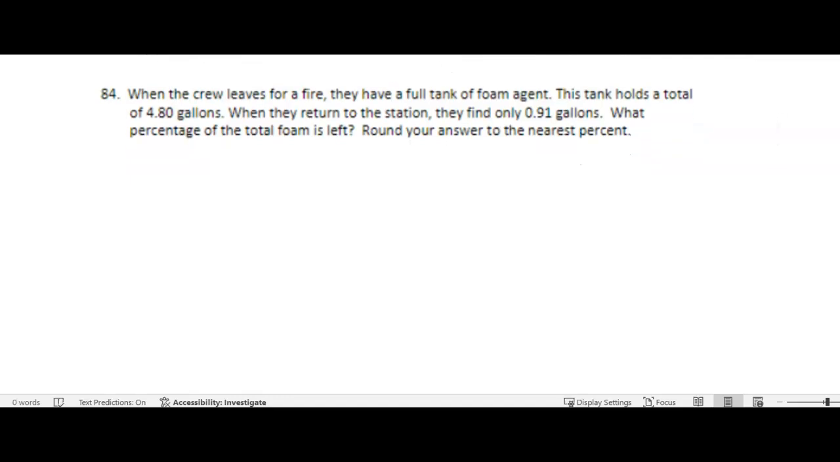Okay, 84. When the crew leaves for a fire, they have a full tank of foam. The tank holds a total of 4.8 gallons. When they return, they only have 0.91 left. What percentage of the total is left? Okay, so this is a percentage problem. This is different than the previous ones, and I like to set these up like this. I want to say, okay, what percent is this of the total? So I write a little equation.